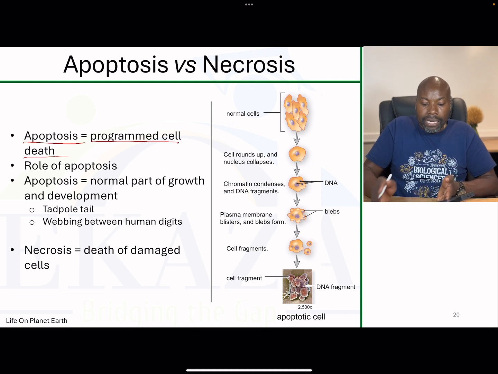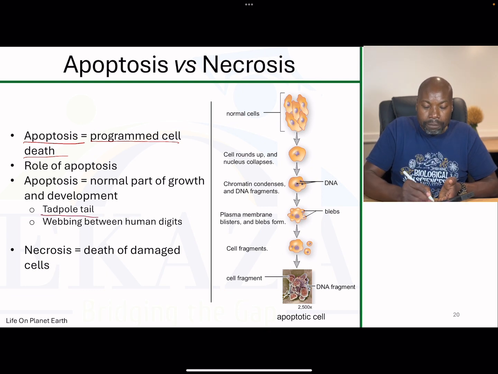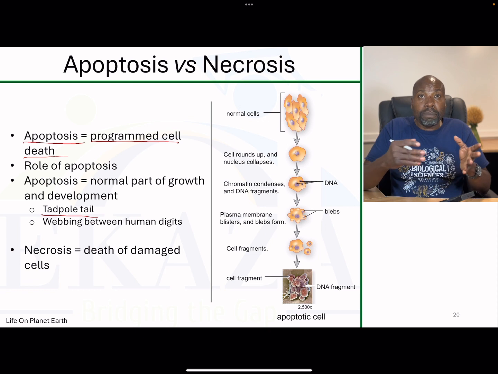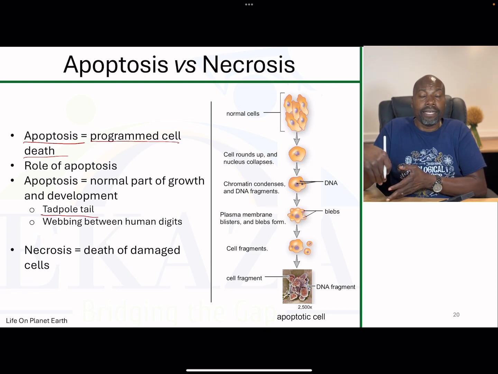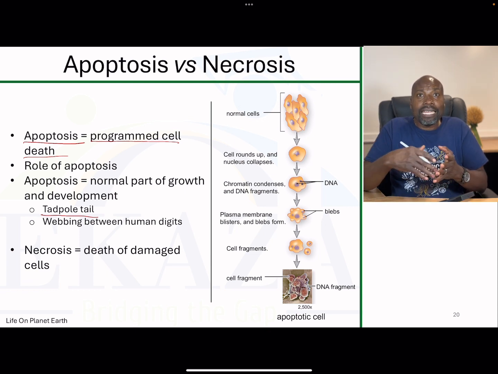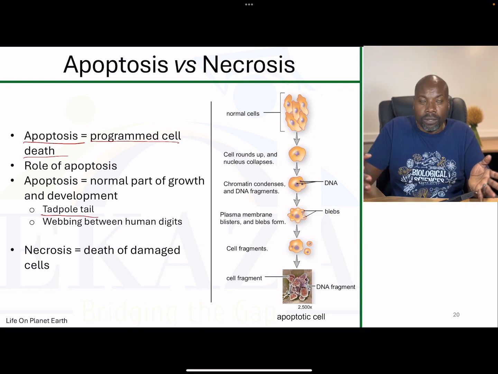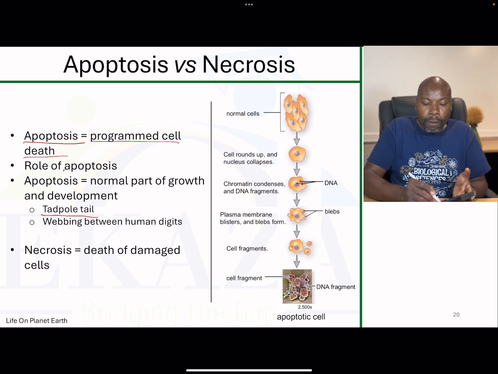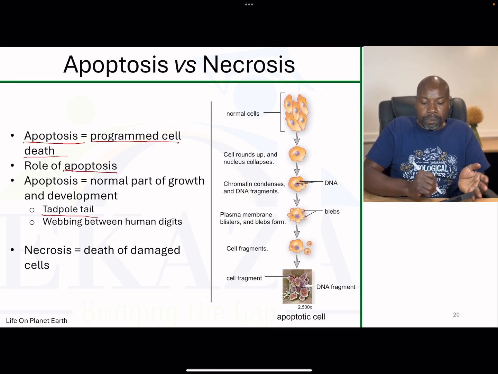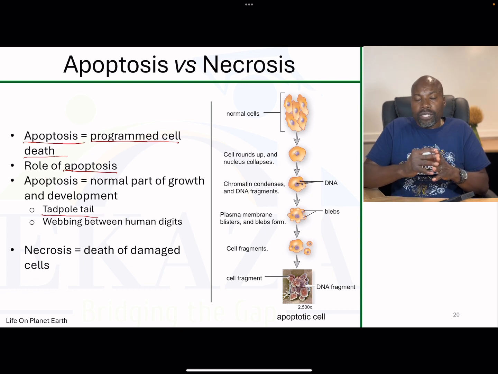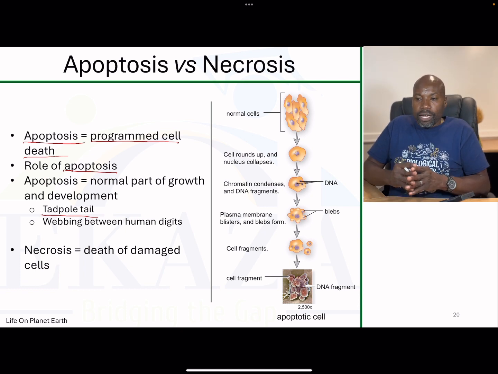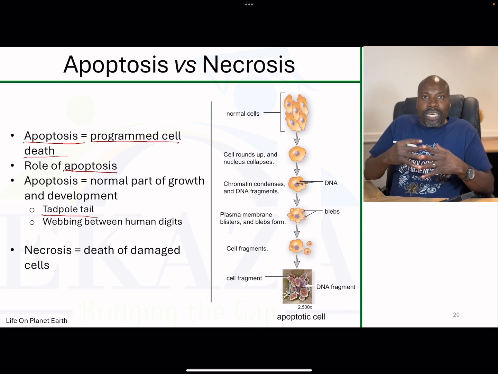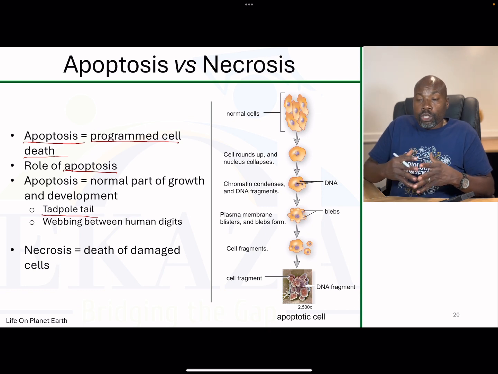Another example is the tadpole tail. When you look at a tadpole, it has a tail, right? And over time, that tail is going to disappear. Where does it go? Well, that tail actually is lost via apoptosis, right? So apoptosis is a process by which our system is regulating how many cells should be there or not.